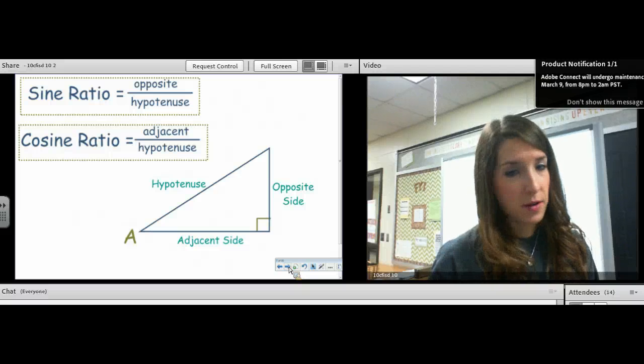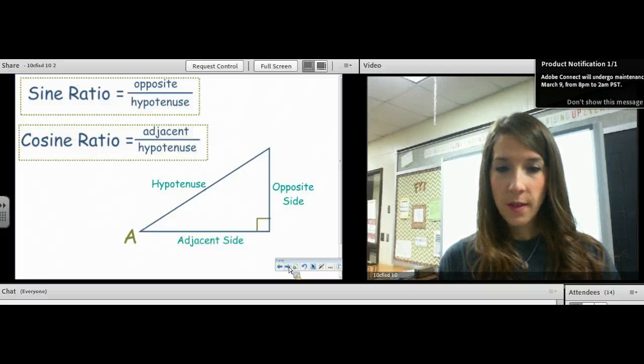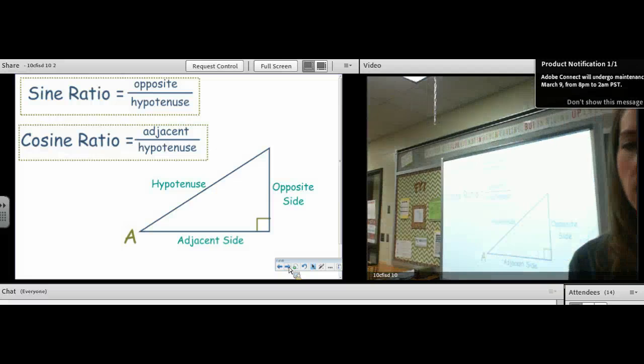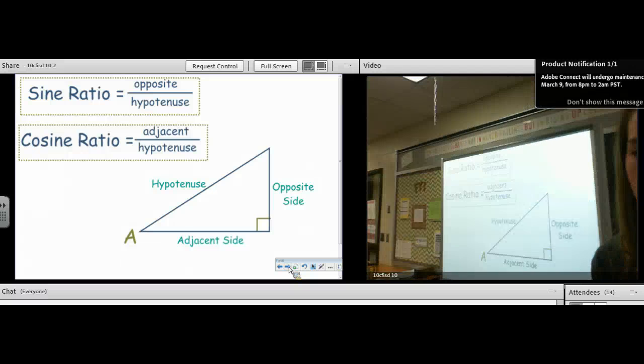Yesterday we didn't use the hypotenuse at all. With these two, we use the hypotenuse both times. The hypotenuse is always the denominator. So the longest side is always going in the denominator. Giving you a second to write that down. You don't need to draw the picture. You're just writing the ratios down.